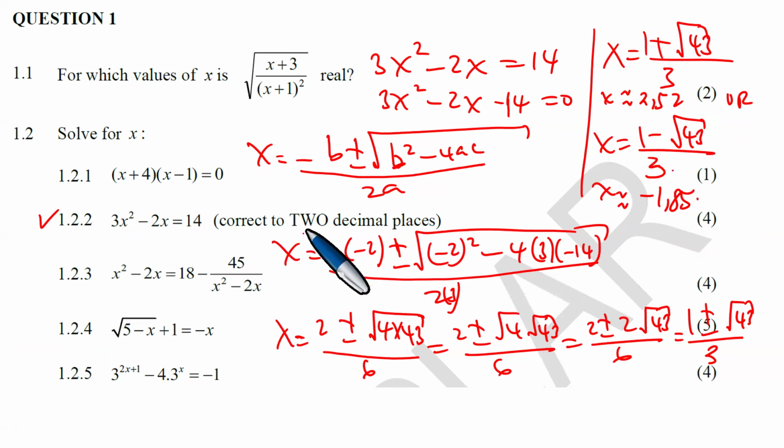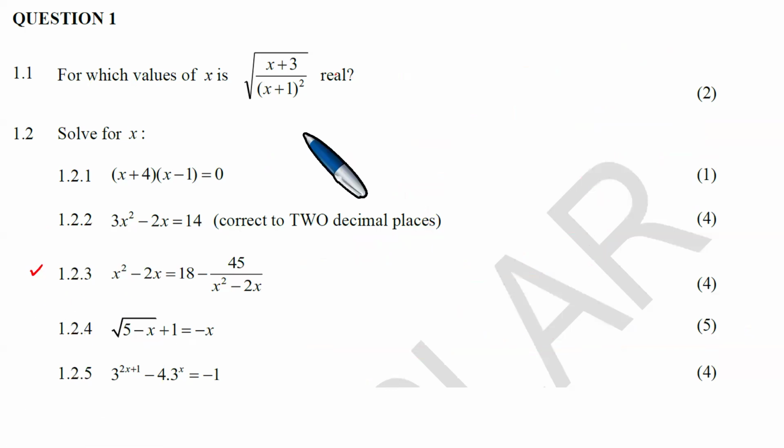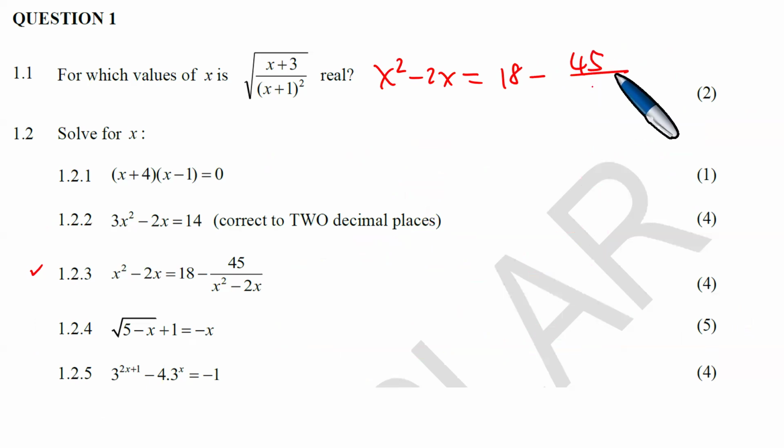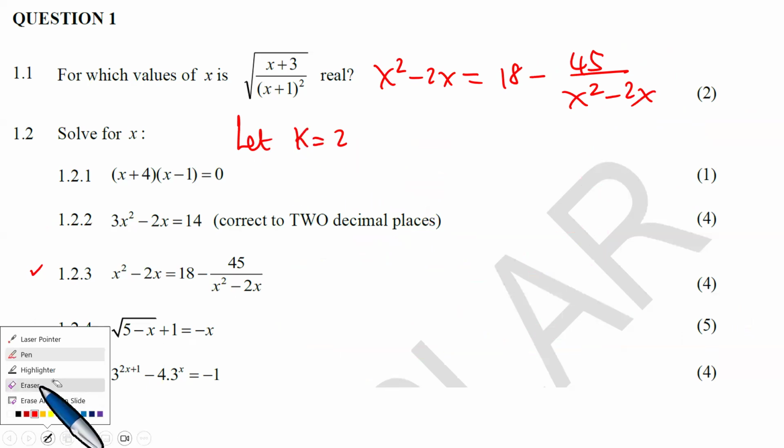Once the examiner says correct to two decimal places, you need to make sure that you use the quadratic formula there. Next question. This one of x squared, x squared minus 2x. You let k be x squared. You take the common thing.